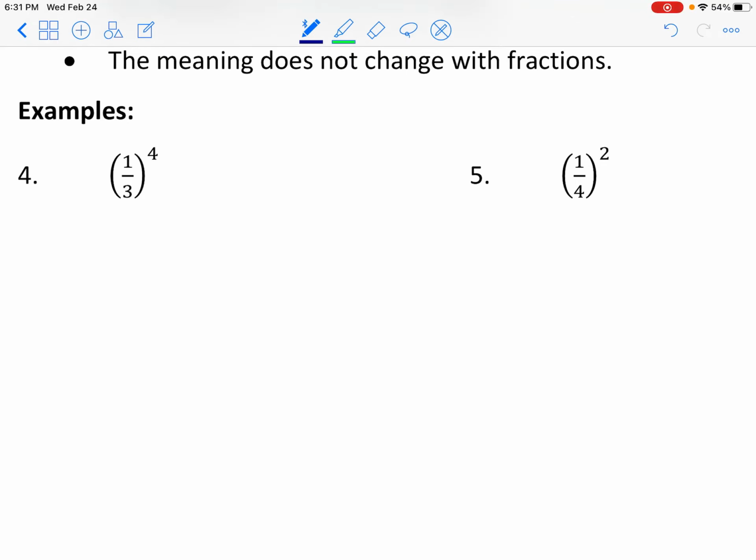So 1/3 to the 4th power, or to the power of 4, means the base of 1/3 is going to be multiplied by itself 4 times. So we have 1/3 as a factor 4 times. So if we multiply 1/3 times 1/3 times 1/3 times 1/3, we multiply straight across the top, and all those ones make a 1. And then on the bottom, we have 3 times 3 times 3 times 3. So 3 times 3 is 9, times another 3 is 27, times another 3 is going to be 81. And so we have 81 in our denominator.